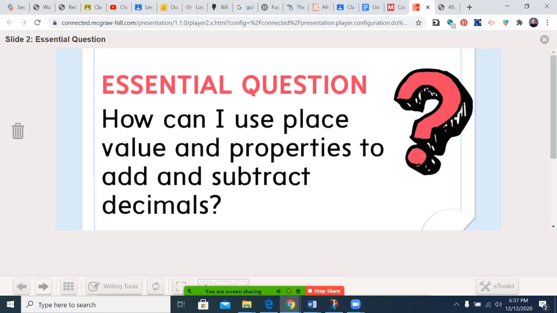The essential question in this lesson: how can I use place value and properties to add and subtract decimals? Yesterday, we used base 10 blocks. Today, we're drawing it as we move towards doing it with just numbers. Make sure you have an understanding of what these numbers mean.